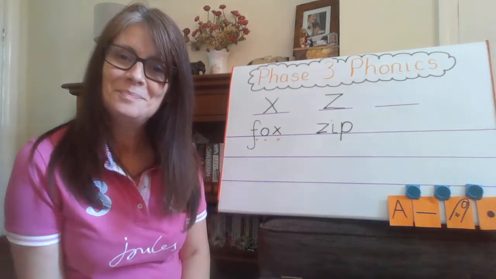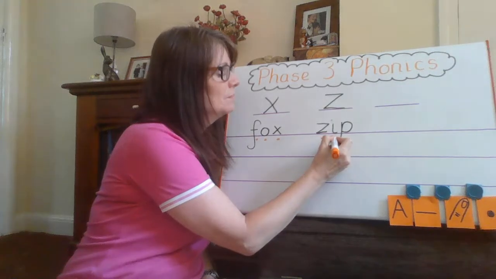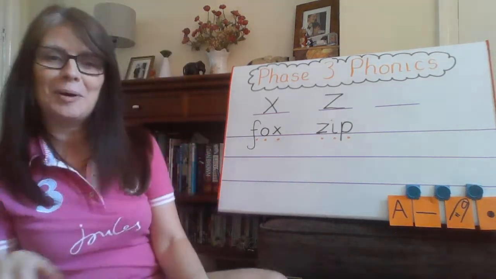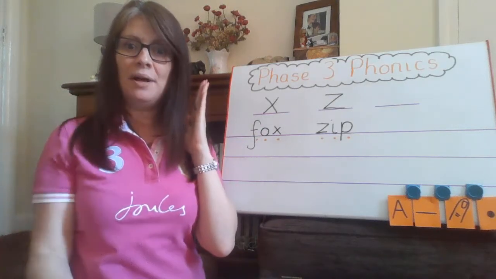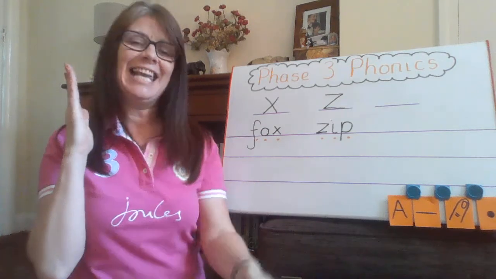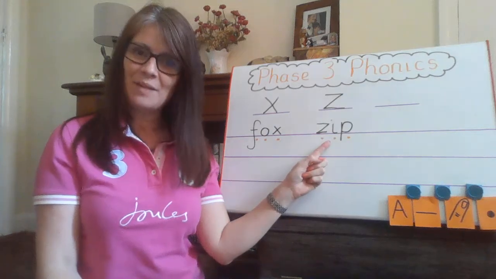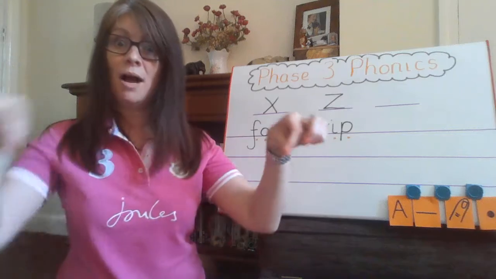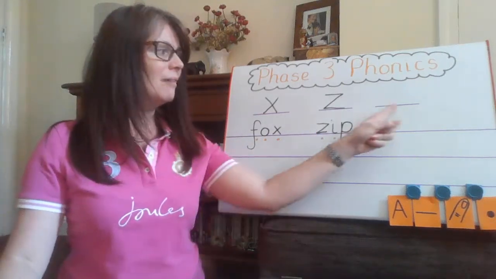Have you read it yet? Shall I put some sound buttons in to help you? Let's use our robot arms. Are you ready? Z, ip, zip. Do it again. Z, ip, zip. Zip. I've got a zip on my trousers, and I've got a zip on my coat, and I've got a zip on my pencil case.